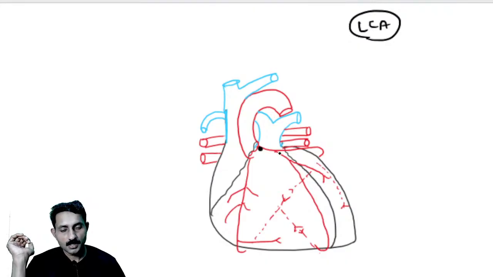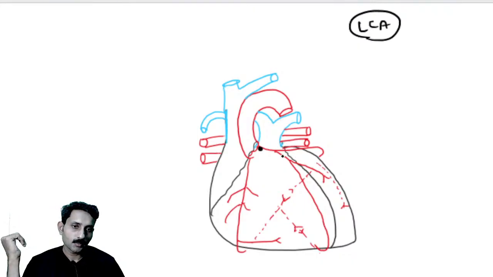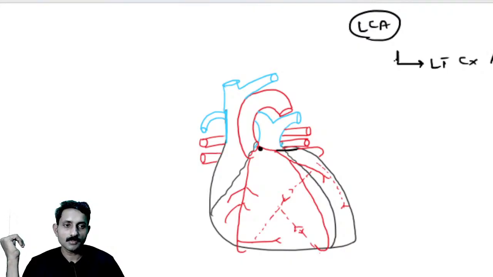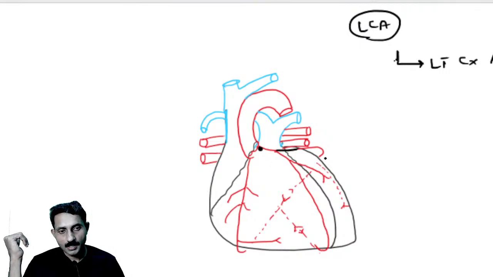But this artery, as soon as it comes out, it will trifurcate. It mostly trifurcates into a branch called the circumflex artery. So as soon as it comes out, it is not going in the AV groove. You see here, immediately it will divide into a branch called the left circumflex artery. What do you mean by circumflex? Circumflexing means it is winding around. This is called the left circumflex artery.